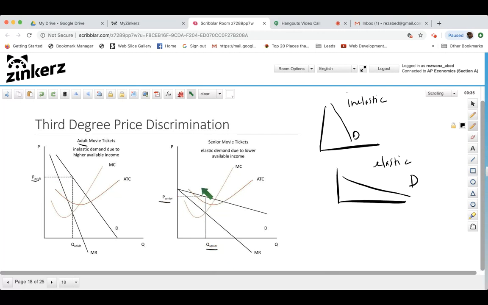As hopefully you can see here, the marginal cost and the average total cost curves look exactly the same for these two groups. So there is nothing different about the cost curves. The only difference is coming from how their demand curve looks. So of course, if demand looks different, your marginal revenue looks different. And as you see here, the price for adults is a lot higher than the price of tickets for seniors. So let's say we charged seniors this adult price, what would happen?